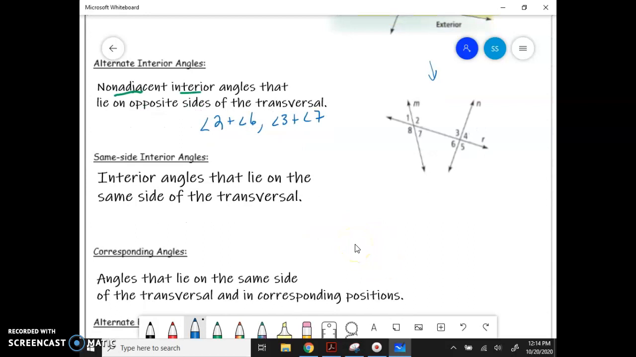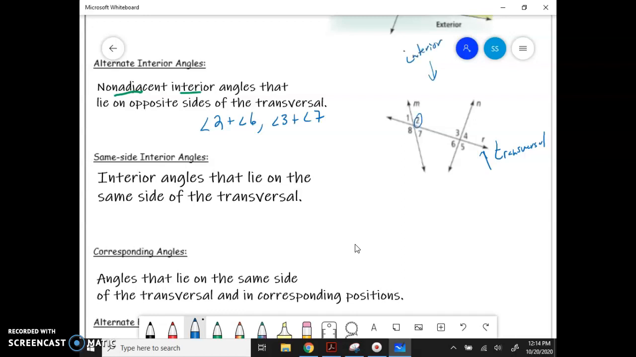Even easier to recognize would be same side interior. Okay? So this is on the same side of the transversal. This is the transversal right here. Okay? So it's on the same side of it. So this one's pretty obvious if we can recognize what the transversal is and where the interior is.